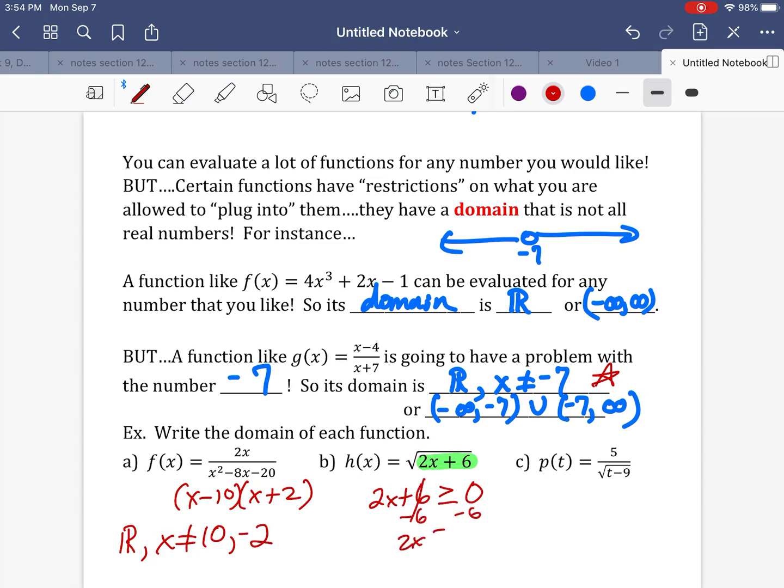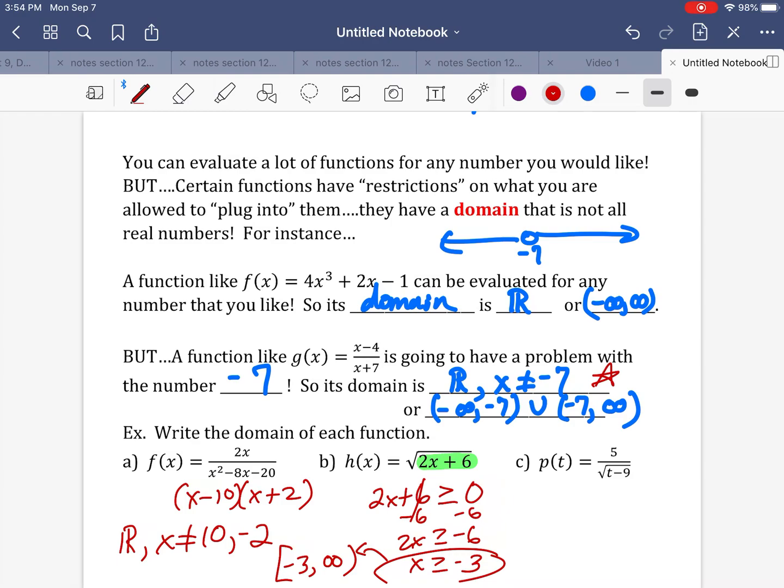All right, so let me solve this. Take away 6. Get 2x is greater than or equal to negative 6. Divide by 2, I get x is greater than or equal to negative 3. So there's my domain right there. That's in set notation, really. So if I want to write it in interval notation, I would say, start at negative 3, go to infinity, parenthesis there, bracket here. So this is just another way to write it. Kind of easier maybe sometimes.